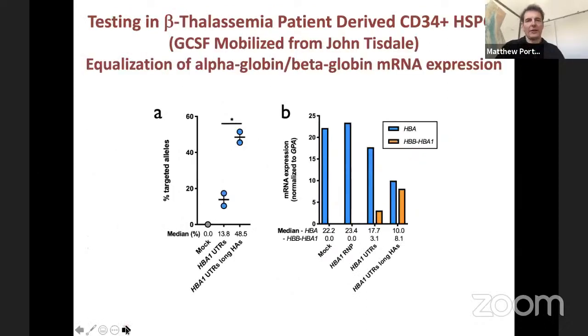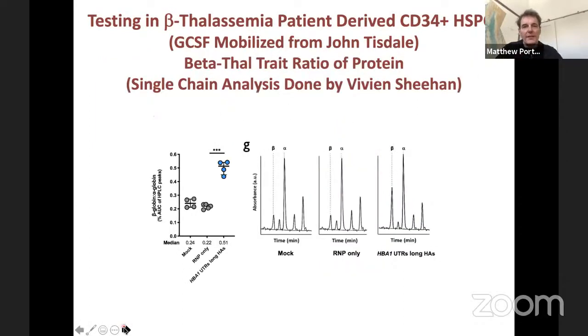Eventually, we were able to get beta-thalassemia patient-derived CD34 cells from John Tisdale and Vivian Sheehan. And when we looked at the mRNA levels of alpha to beta, we can see that after gene targeting, in which we were getting 50% whole gene replacement, the ratio of mRNAs was approximately equal. And when we then measured with Vivian the protein levels, we found that the ratio of beta to alpha was 0.5.